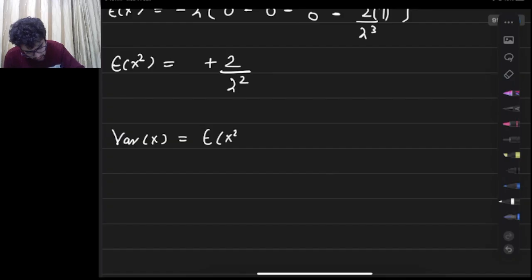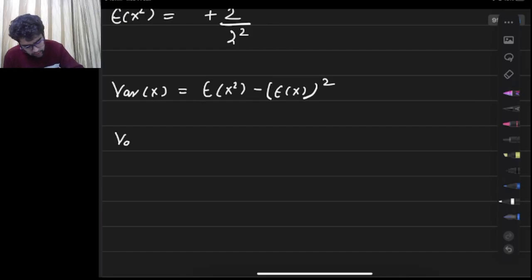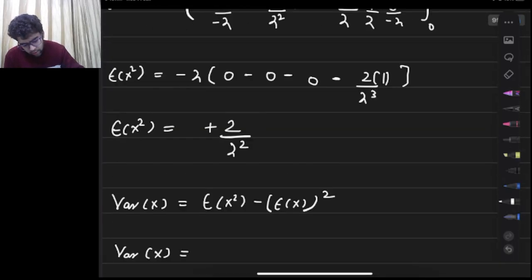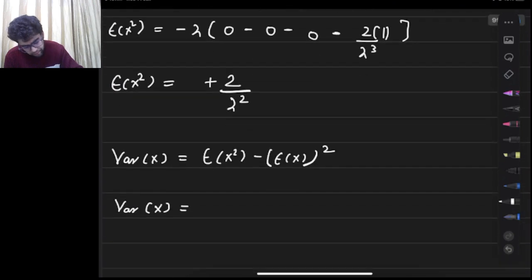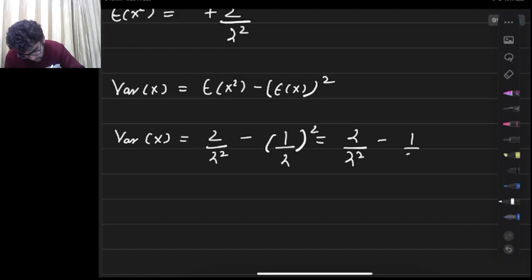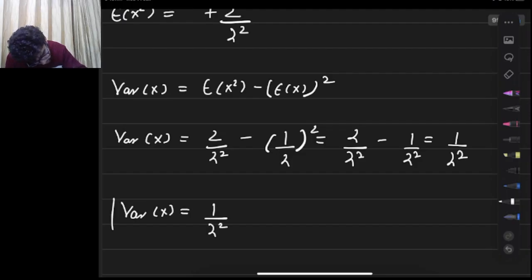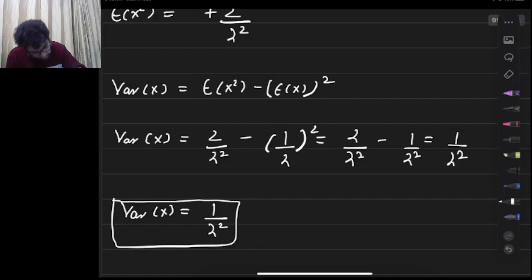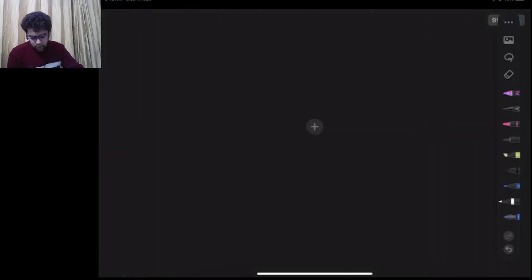So now E of x square minus E of x whole square. This is the formula for our variance. So my variance of x is 2 upon lambda square minus E of x, which was 1 upon lambda, whole square. This gives me 2 upon lambda square minus 1 upon lambda square, which is 1 upon lambda square. So my variance of x becomes 1 upon lambda square. Right? So we have found the expected value, we have found the variance now.